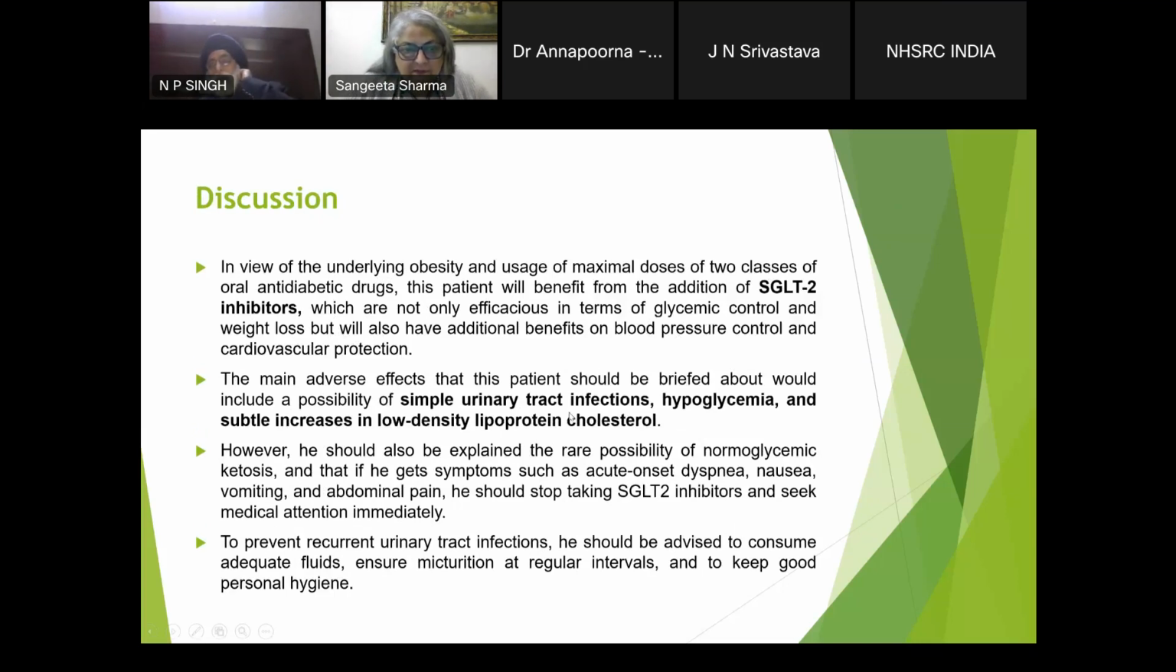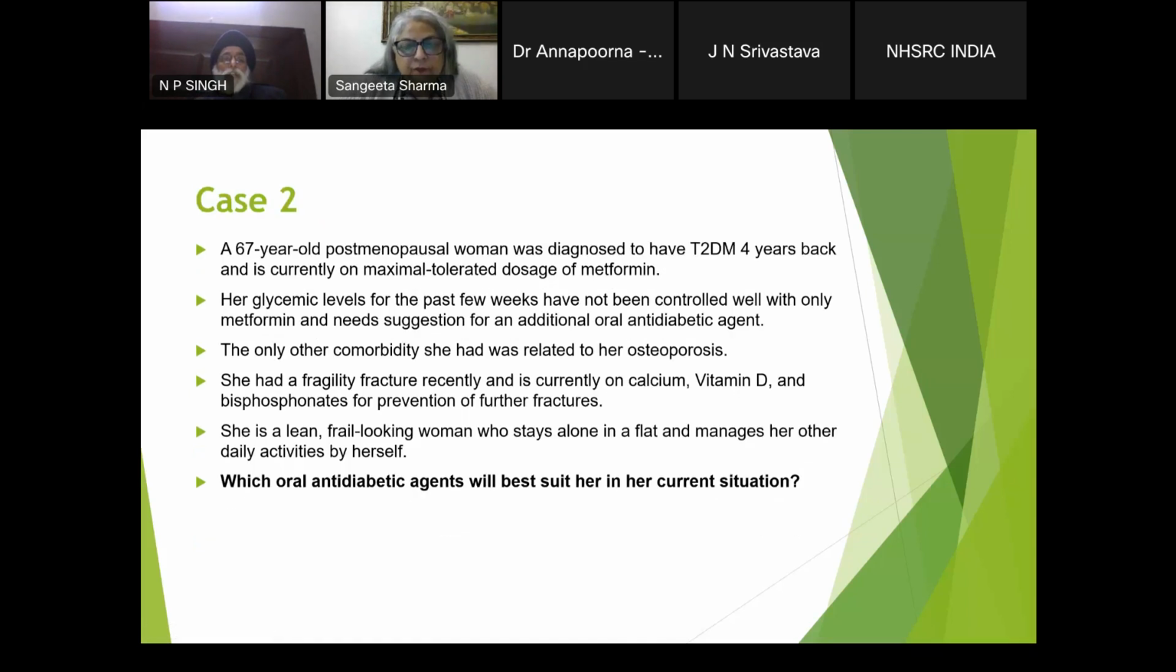However, we have to empower our patients about the issue of urinary tract infection, and there are also certain issues with them about non-hyperglycemic ketoacidosis. So SGLT2 inhibitors are good drugs, but normoglycemic ketoacidosis is an issue which we need to look at.